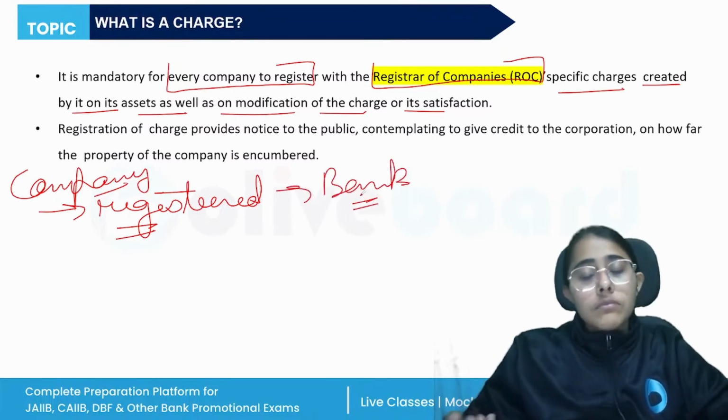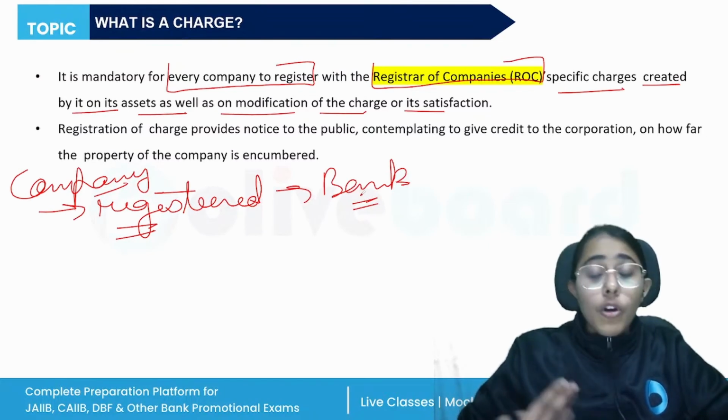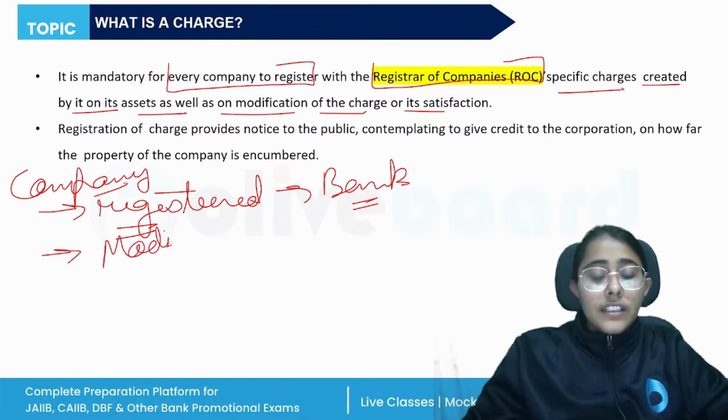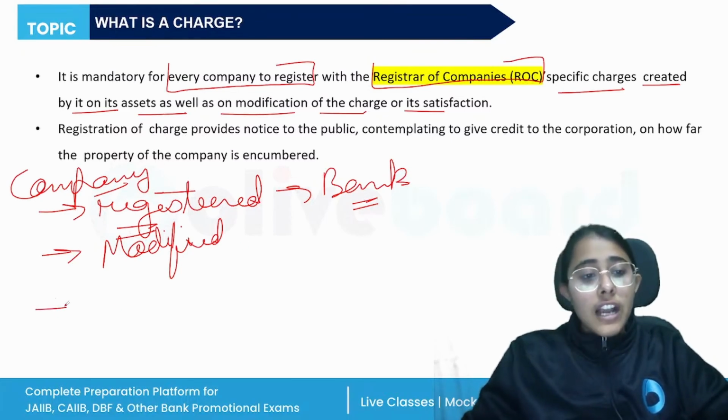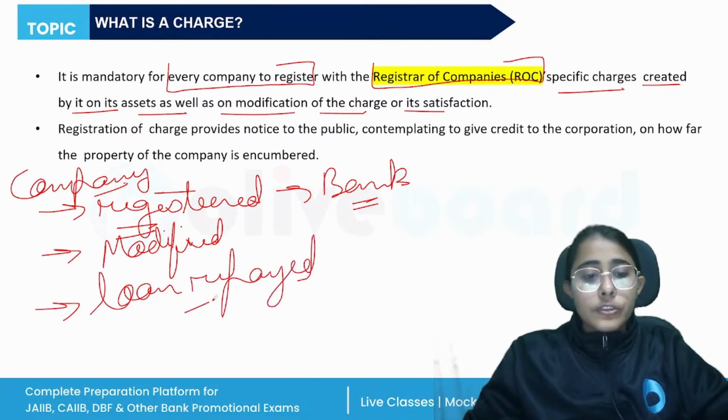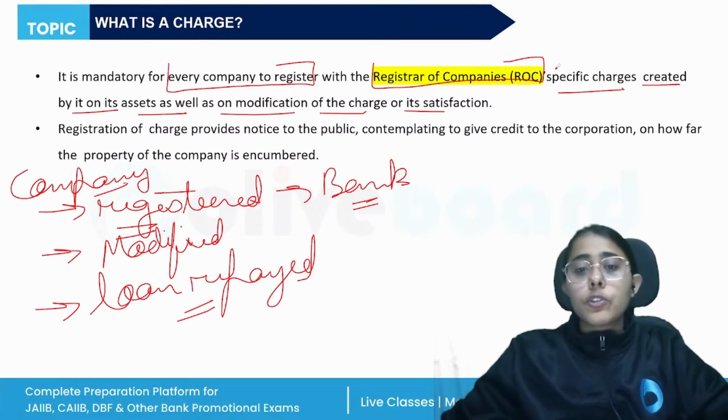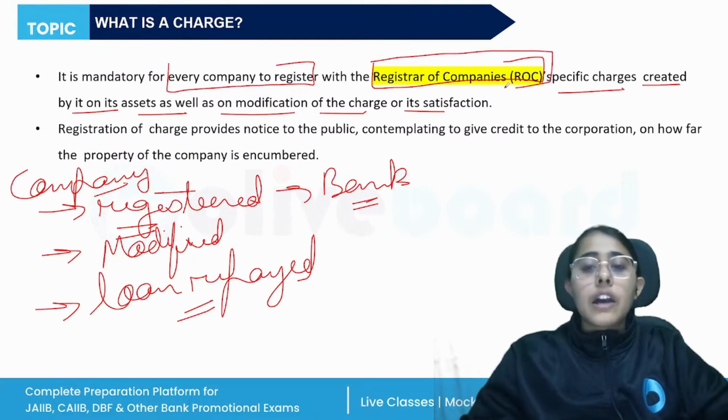If they, however, do not, then again they will not get priority at the time of repayment when the company makes a default. Second, for any change, let's say the interest rate change or the due payment change, a change in the contract deed between the creditor and the debtor. And finally, when the charge has been satisfied or the loan has been repaid, then also a form has to be submitted. All companies, whenever they are taking a loan or creating a charge on their assets or property, have to get it registered with the ROC.